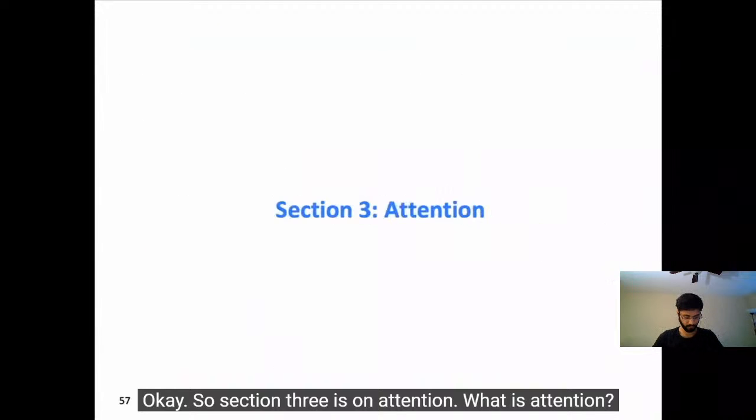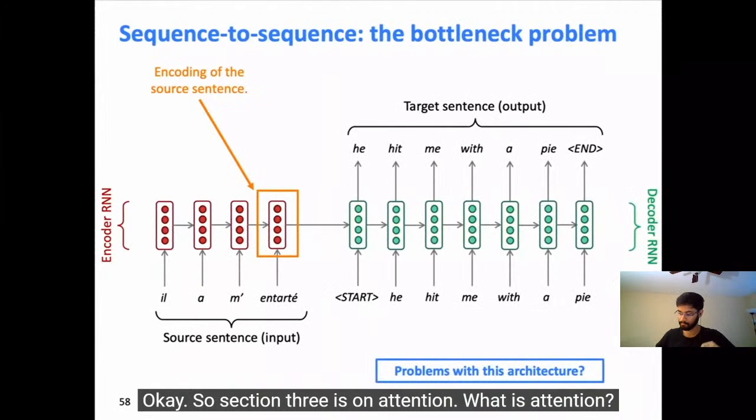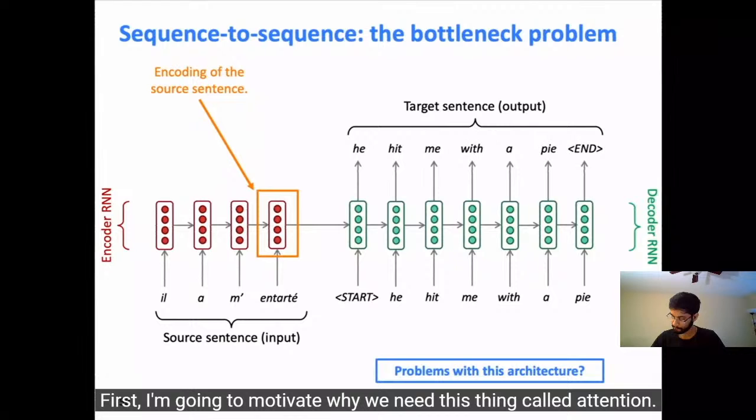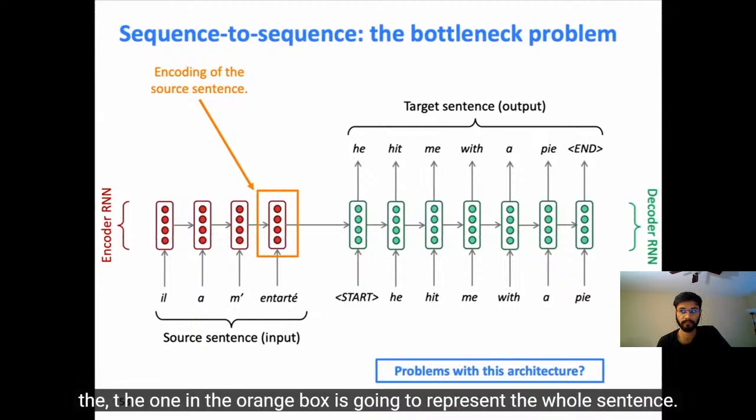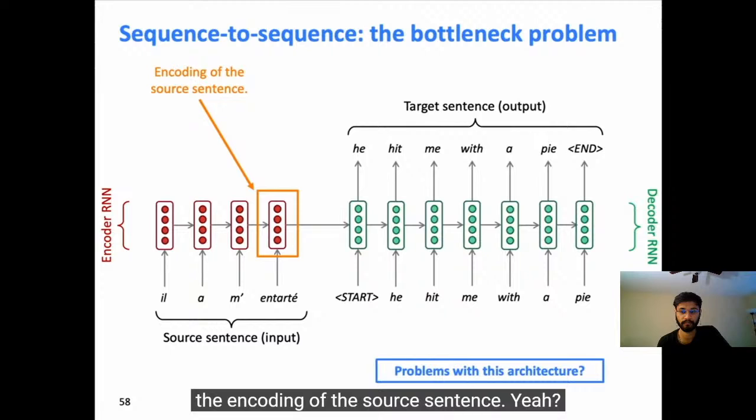Okay, so section 3 is on attention. What is attention? First, I'm going to motivate why we need this thing called attention. So let's look at this diagram that we saw before of sequence to sequence. And remember when we assumed that this encoding of the source sentence, the one in the orange box, is going to represent the whole sentence. Can anyone volunteer a problem you can see with this architecture? In particular, perhaps a problem with this idea that that single vector is the encoding of the source sentence.